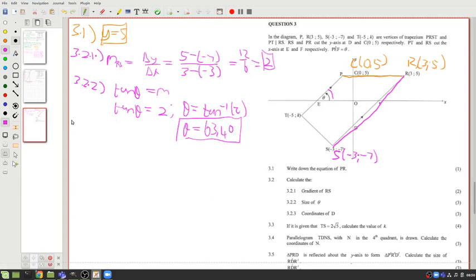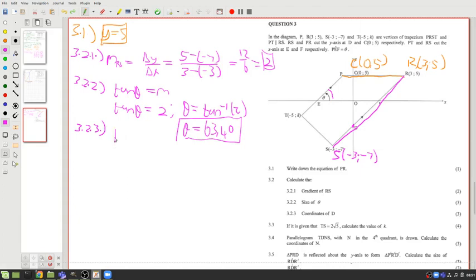Right, 3.2.3. What are we asked here? Calculate the coordinates of D. So this is point D here. I'll just write down the coordinates for that. D is (0, ...), we don't know the coordinates, sorry. We know it's on the y-axis. So it's the y-intercept of line RS.